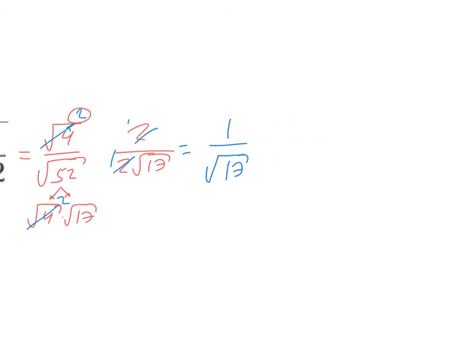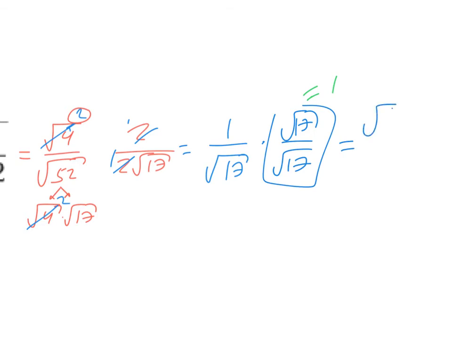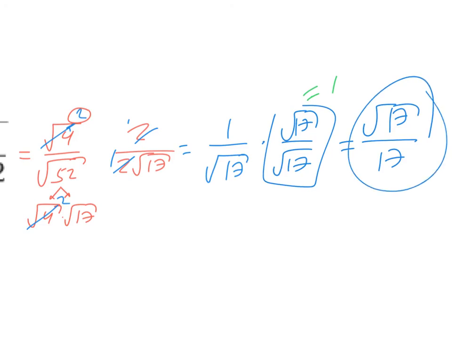I still got to rationalize the denominator, so I still have to multiply by a fancy form of 1 here, which is square root of 13 over the square root of 13, but that totally works. That is just 1. And when I do that, okay, my answer is just going to be, on the top, I'm just going to get the square root of 13. On the bottom, I'm going to get 13. And that's as far as I can go because I can't reduce anymore. But that's our simplest form.